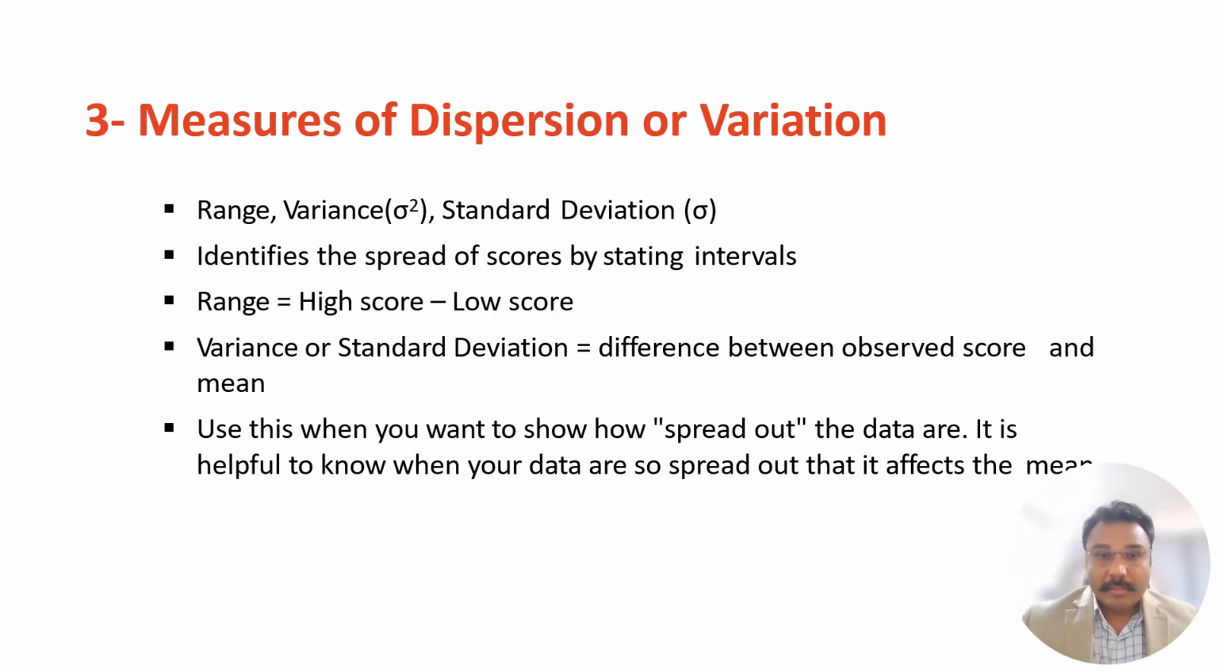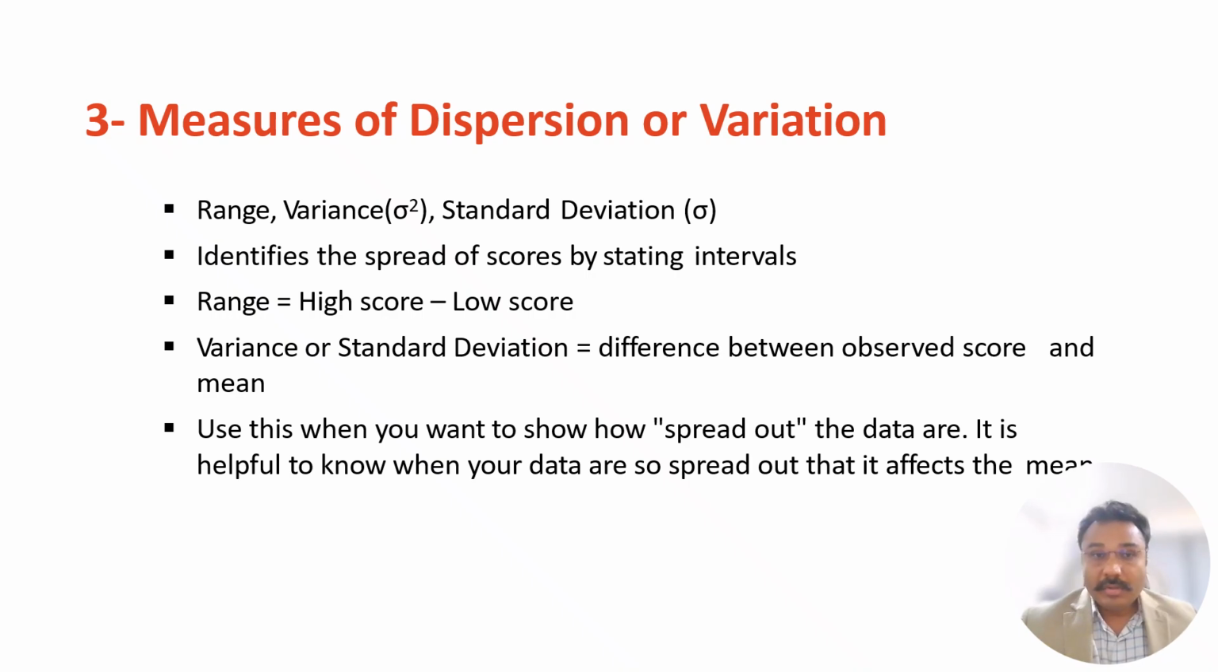Now let's look at the measure of dispersion or variation. Measures of dispersion help analysts determine whether data values are clustered closely around the mean or distributed across a wide range. One of the simplest measures of dispersion is called the range. The range is calculated by subtracting the lowest value in the dataset from the highest value. Although range provides a quick estimate of spread, it only considers two data points and often does not reflect the overall distribution of the dataset.